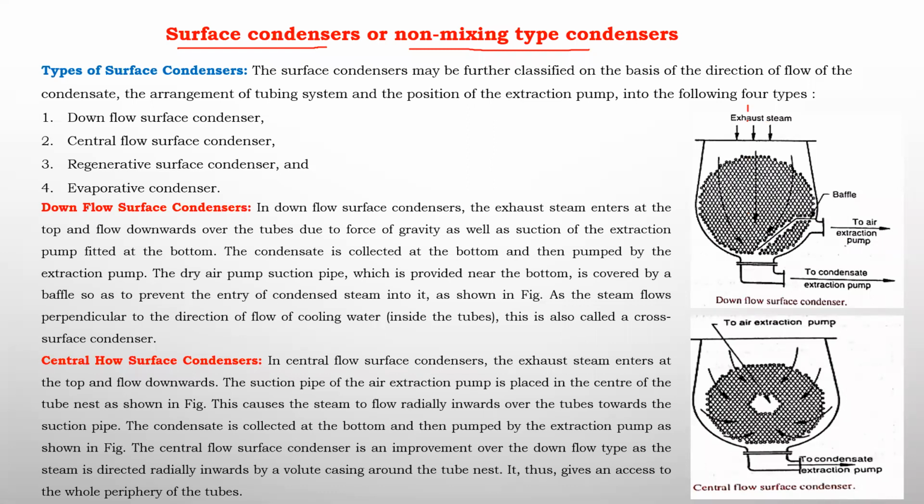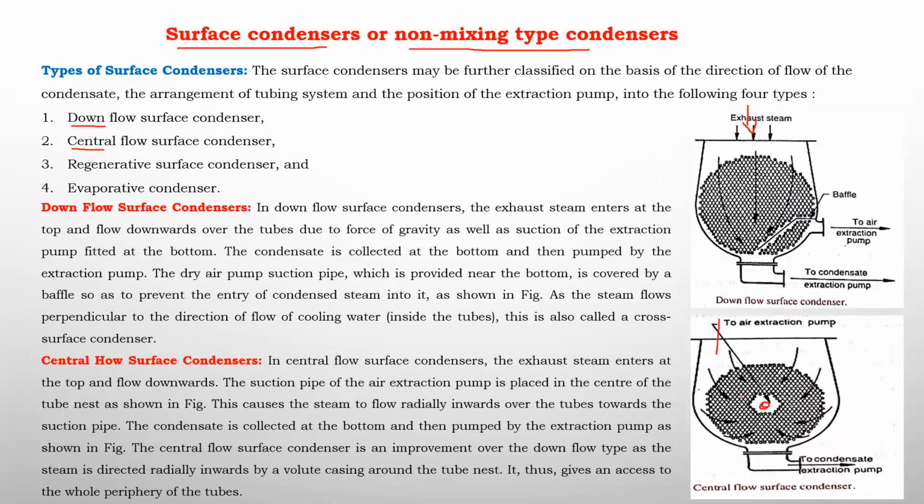If you observe, the steam is entering from the top. This is the first figure. The direction of the steam is downward, that's why it is called downflow. And the second one is central flow. If you observe, at this portion a pump is placed, an air pump, or we call it a draft fan, which creates a suction, so that from the top the steam enters.